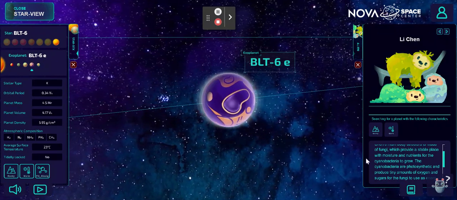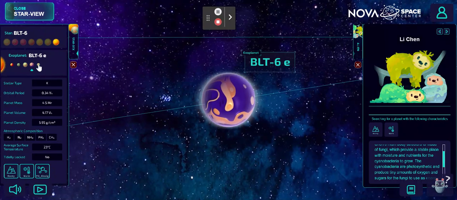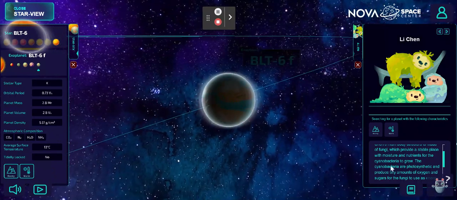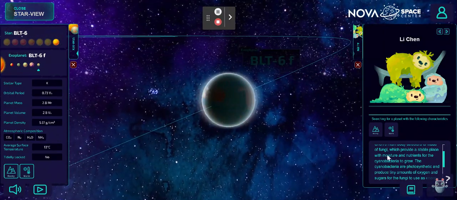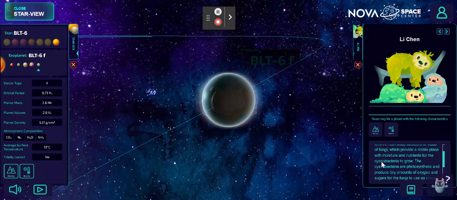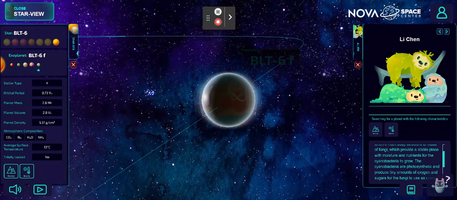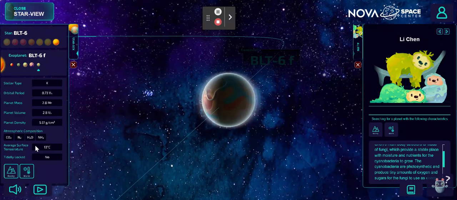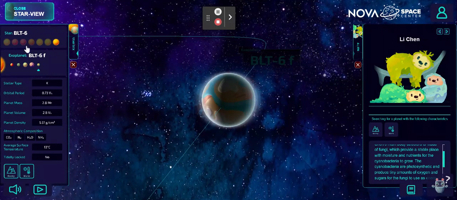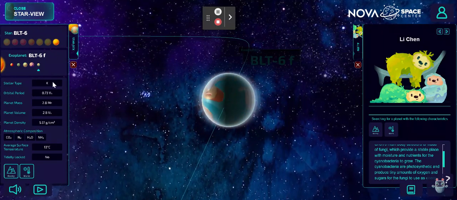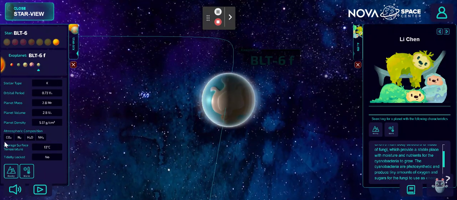Well, it did ask for moisture on here. So is there one that has some water? That's what I would say. I would say that it's telling you that it needs a stable place with moisture and nutrients. That moisture will be caused by the water there. So it would be BLT6F would be the exoplanet.